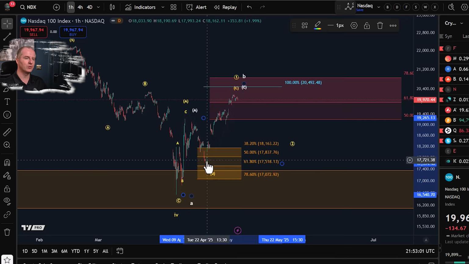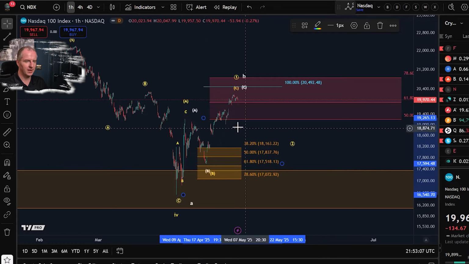But that was sort of my milestone target, especially here in the middle of April, where the price dipped again into this support zone. That was kind of the internal support zone within that three-wave move, between 17,072 and 18,163.